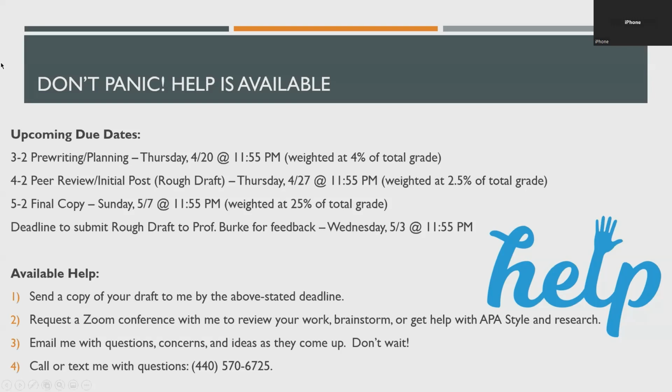But luckily, and hopefully you've noticed this, all of our assignments are labeled with numbers, and that tells you the week. So the pre-writing and planning is due Thursday of week 3. The peer review is going to be in week 4, due on Thursday of week 4. The final copy is due week 5 on Sunday.